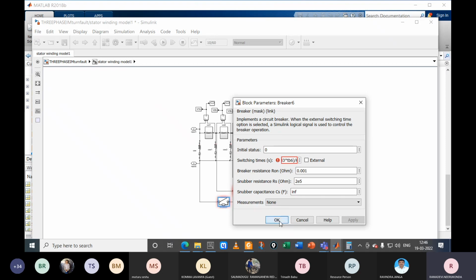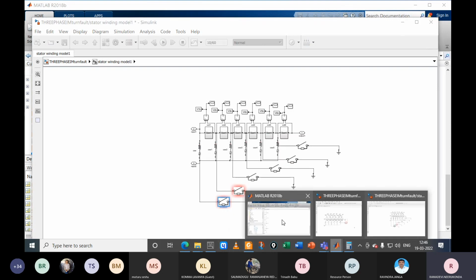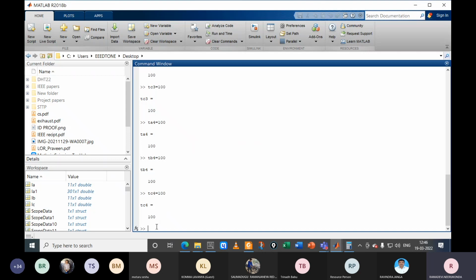Up to 6 levels, we have created 6 parameters. So we give TA5 equal to 100, TB5 equal to 100, TC5 equal to 100 and TA6 equal to 100, TB6 equal to 100 and TC6 equal to 100.